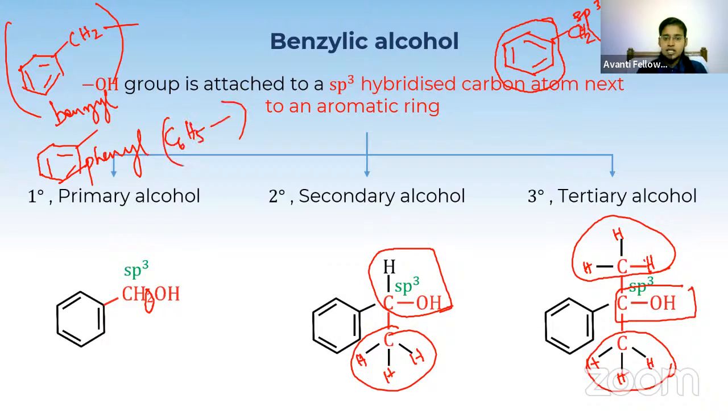C6H5 is called phenyl, and C6H5CH2 is called benzyl. Clear? Are you able to make the difference between benzyl and phenyl? You should not make any mistake when I ask you to give me the formula for phenyl and benzyl. In benzyl, CH2 will be there. In phenyl, we will have only C6H5.